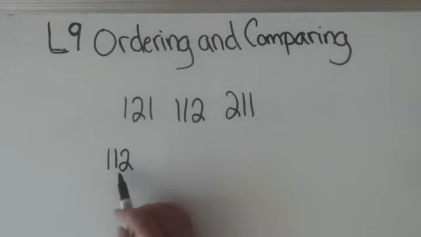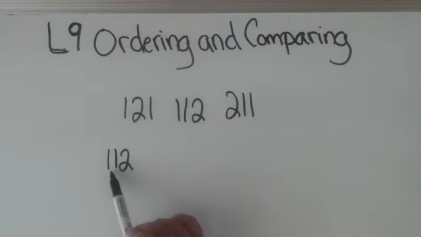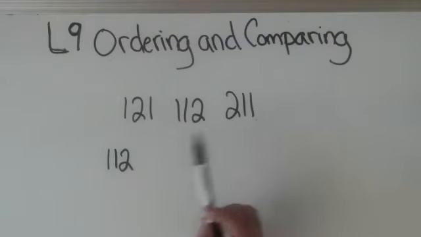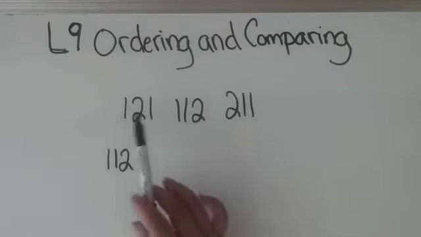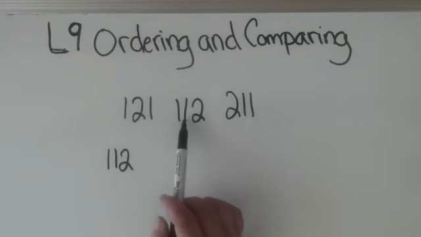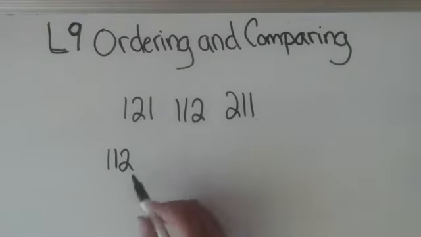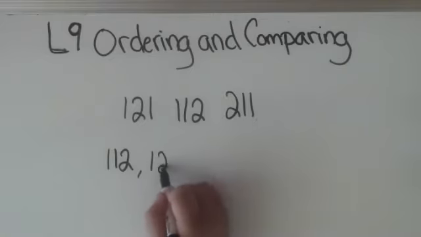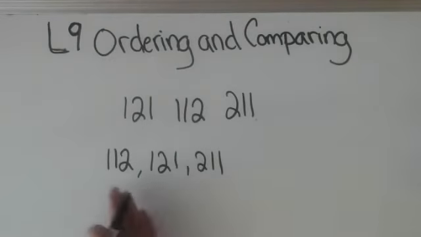And I know this is the least because they're all 3-digit numbers, I look at the hundreds place first. Well, this has a 1, this has a 1, but this has a 2. So I know this is bigger than both of these. I then go to the tens column and go, okay, well, this has a 1, this has a 2. So that means this one is smaller than this one, which means I have now figured out how to order my numbers. This is now least to greatest, or smallest to biggest.